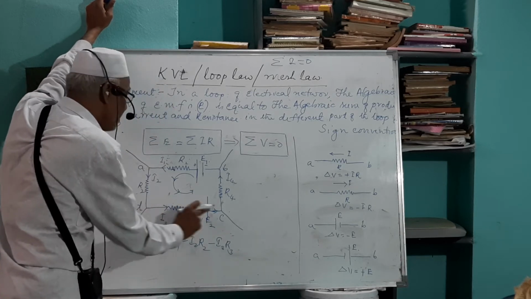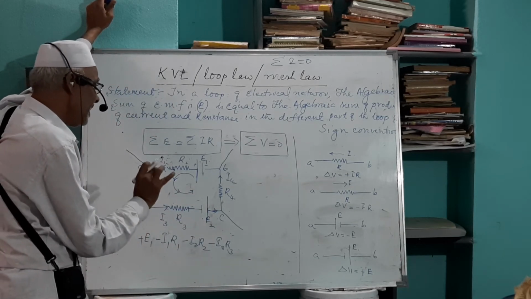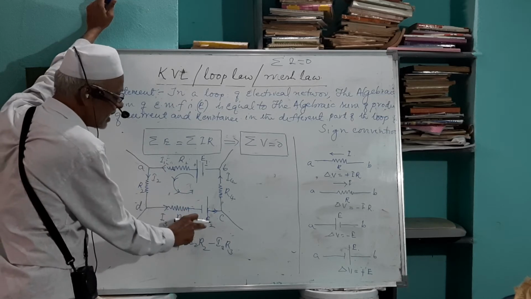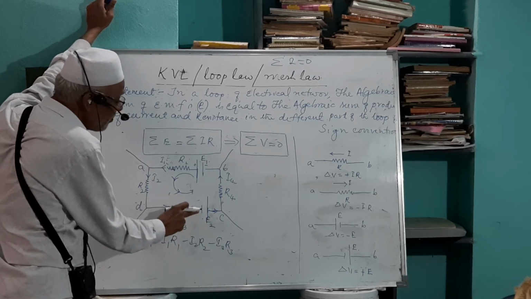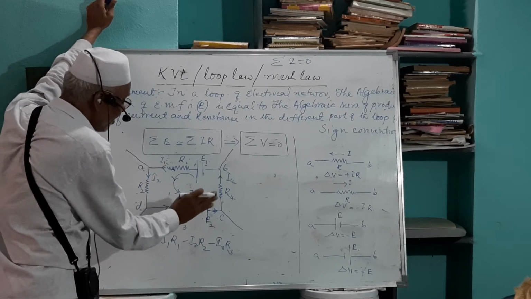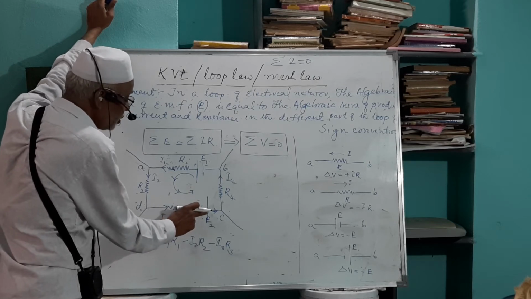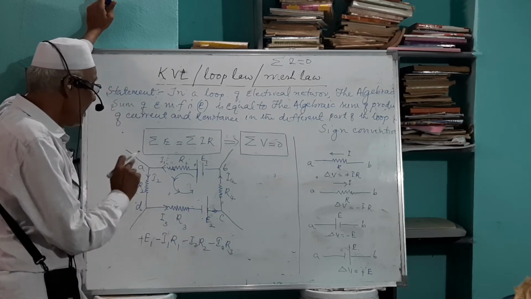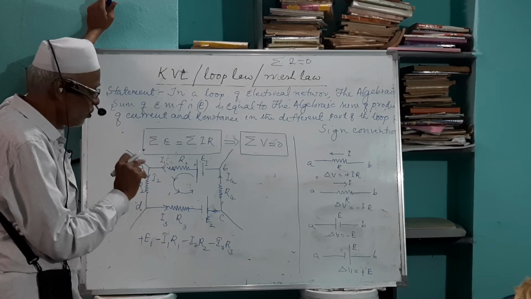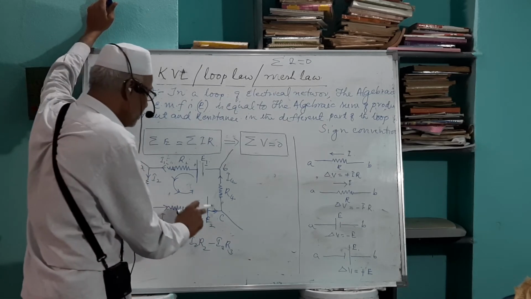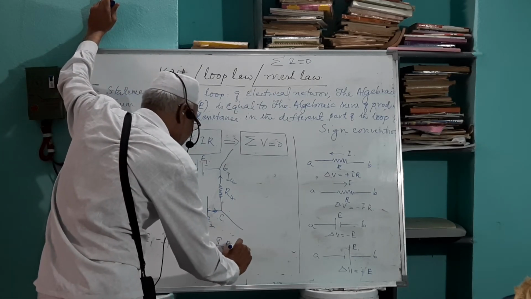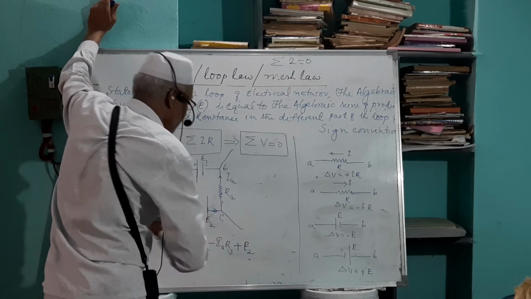Now, this branch contains a cell, that is the second cell. As I said, whenever you are moving from lower potential to higher potential, the EMF of that cell is taken to be positive. So the EMF is plus E2.